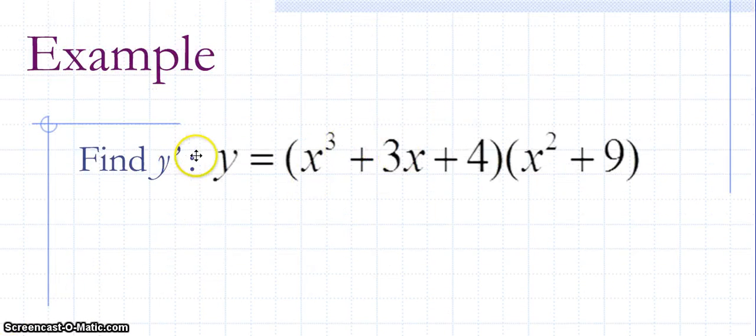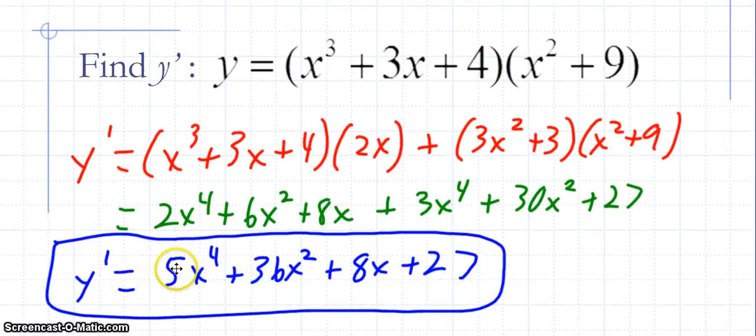Next one, find the derivative. Pause the video, unpause when you're ready to check. Alright, here you should end up with y prime equals 5x to the fourth plus 36x squared plus 8x plus 27. How do we get that? I did the product rule. You did not have to do the product rule here. You could have distributed first and then just done the power rule.